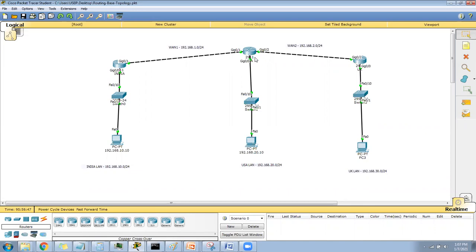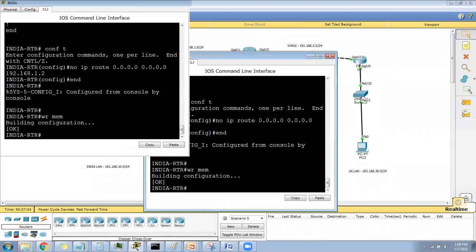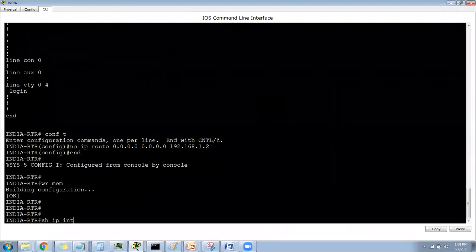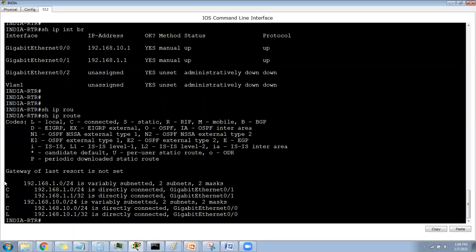Then the USA router will have three networks directly connected in its routing table: 192.168.20.0, 192.168.1.0, 192.168.2.0. And the UK router has these two networks, 30 dot and 2 dot. Now let's verify that. Remember, we haven't done any routing. Show ip interface brief, you can check the interfaces. Show ip route. C means directly connected. So the 10 and 1 networks are directly connected.